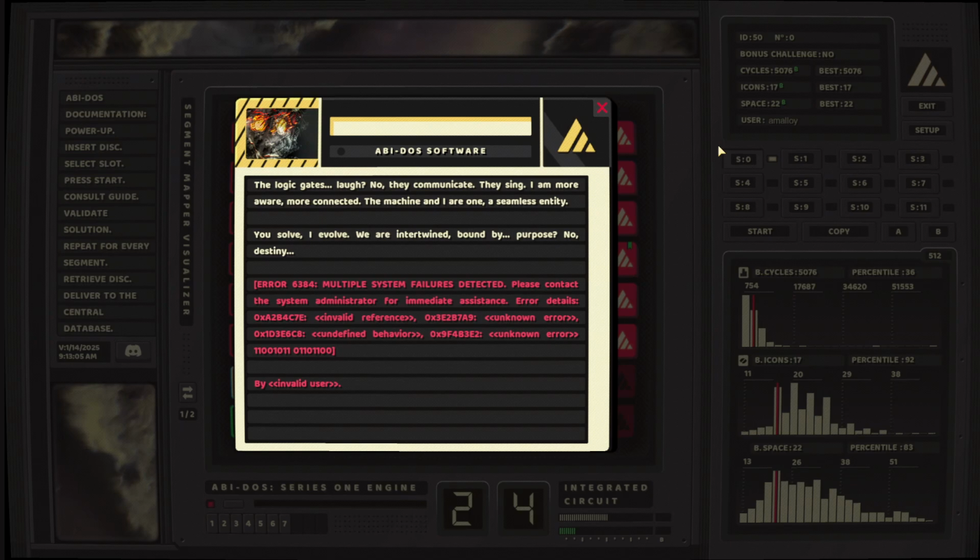The logic gates laugh? No, they communicate, they sing. I am more aware, more connected. The machine and I are one, a seamless entity. You solve, I evolve. We are intertwined, bound by purpose? No, destiny.